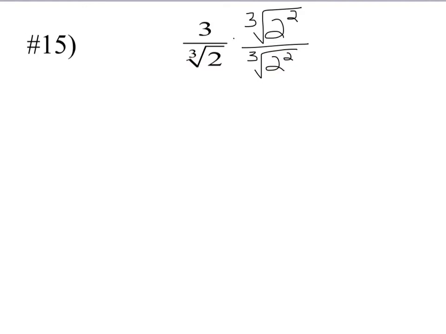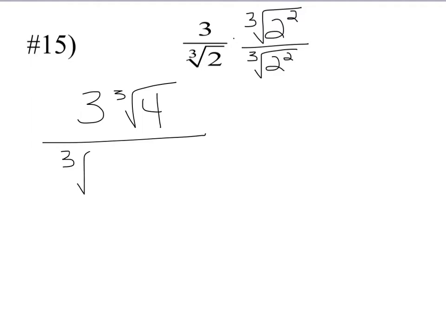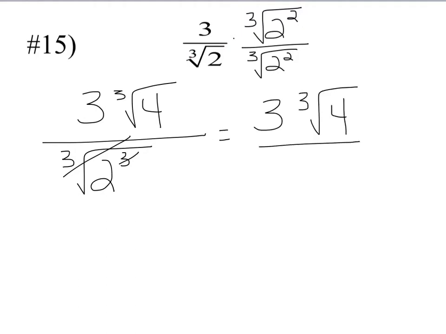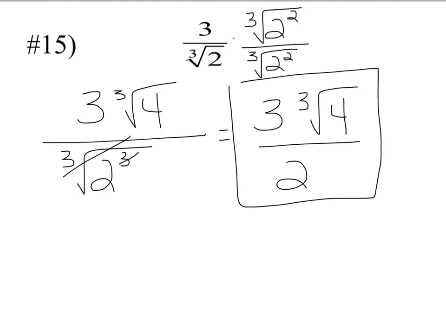So 3 times the cube root of 2 squared is 3 cube roots of 4, because we know 2 squared is 4. And then you've got the cube root of 2 cubed. Cube root and cube cancel each other, leaving you 3 cube roots of 4 over 2. And that's your final answer.